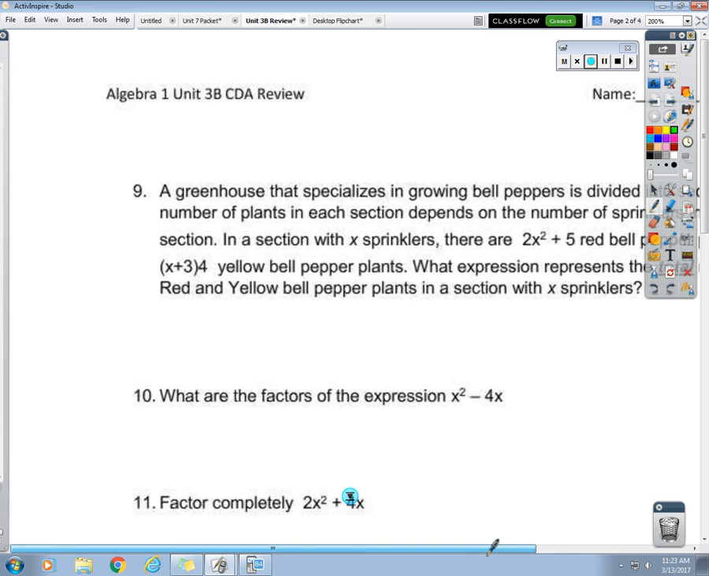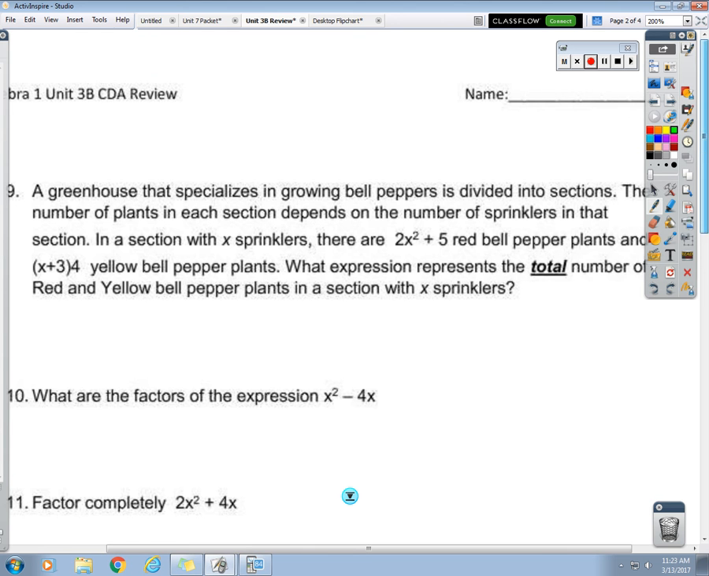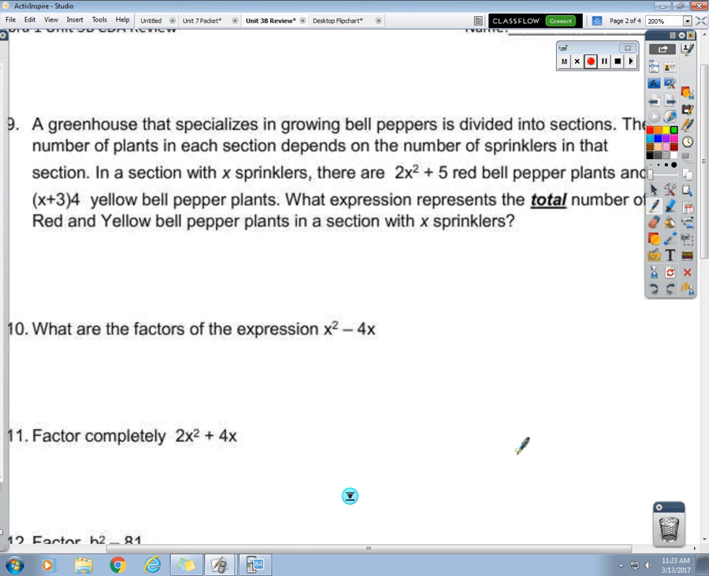Number 9. A greenhouse that specializes in growing bell peppers is divided into sections. The number of plants in each section depends on the number of sprinklers in that section. In a section with x sprinklers, there are 2x squared plus 5 red bell pepper plants and x plus 3 times 4 yellow bell pepper plants. What expression represents the total number of red and yellow bell pepper plants in a section with x sprinklers?